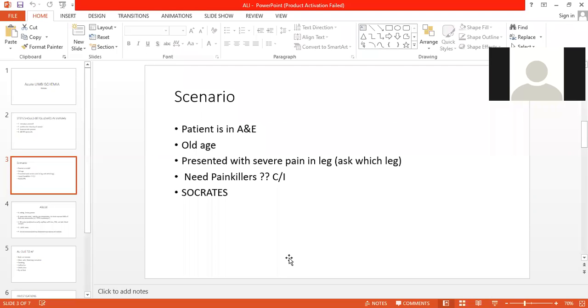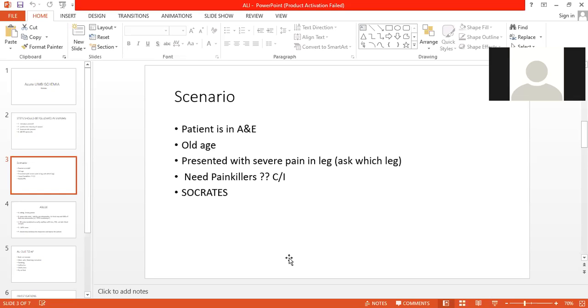So in PLAB 2, never assume anything. If you already know the answer to the question, even then you have to ask that question just to show that you don't know anything about the scenario. You are not scripted. You will explore the things from the patient.